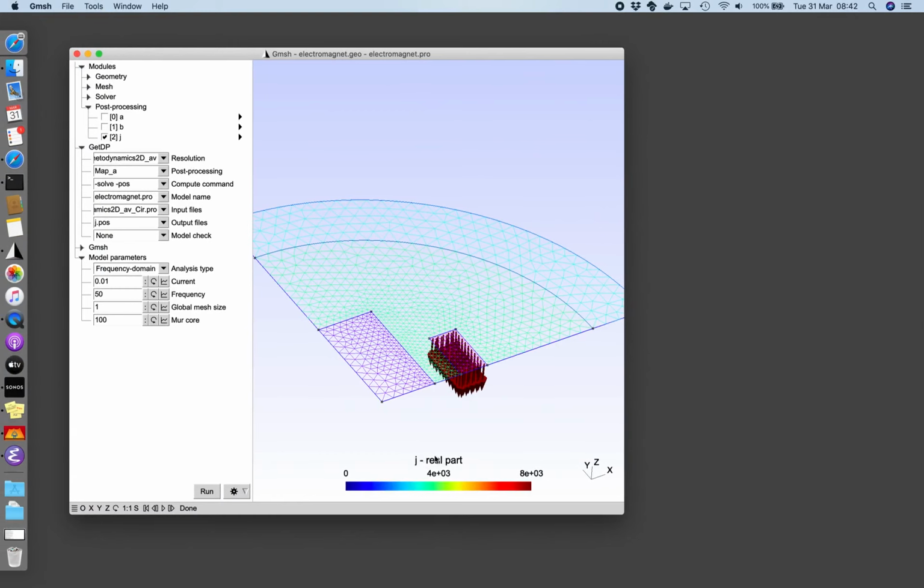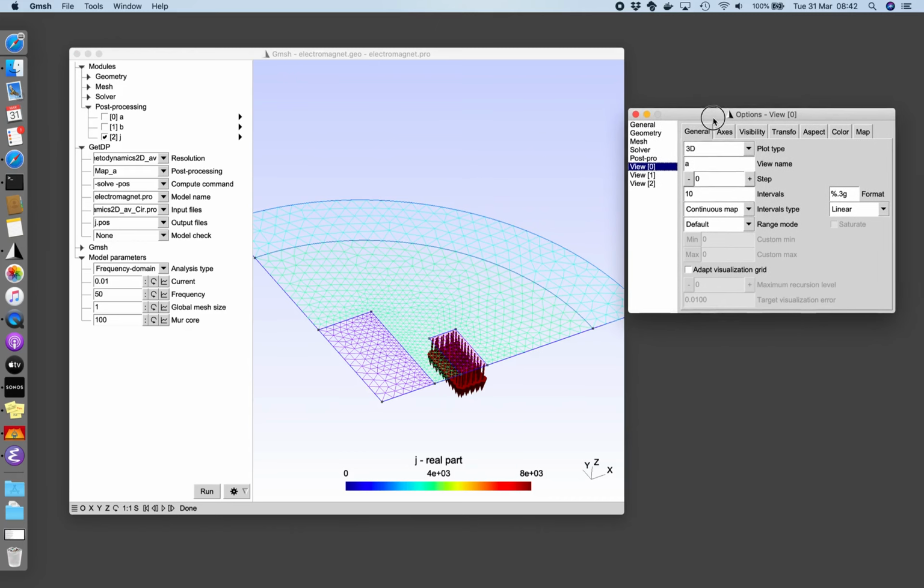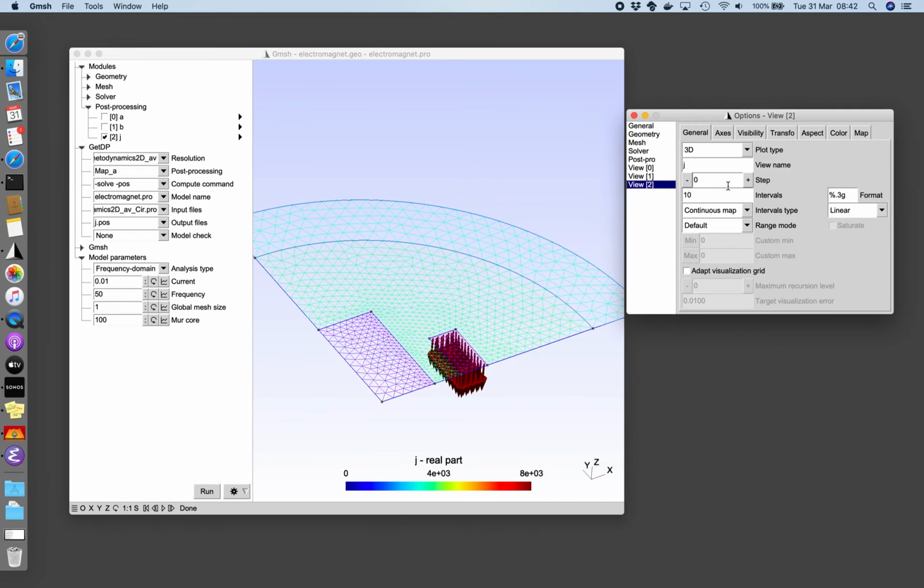Right, I have J here, real part. If I look at, sorry, the options for this view, so it's view number 2, you see that there are 2 steps actually in here. I see that I have a real part for J and then the imaginary part, which is 0 actually for the current density. What this means is that J is actually a phasor. So J is a field with a spatial dependency, but each spatial component actually has a real and an imaginary part.